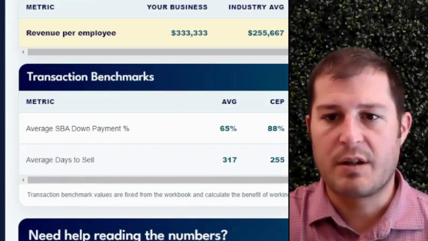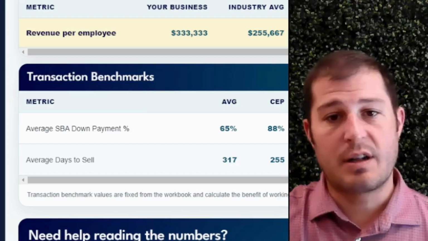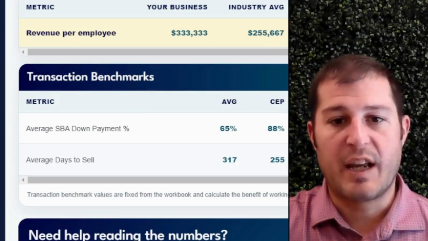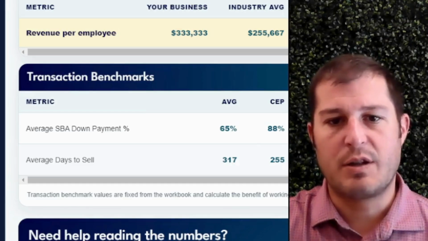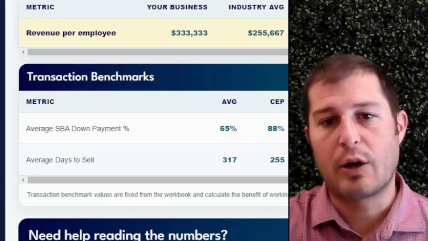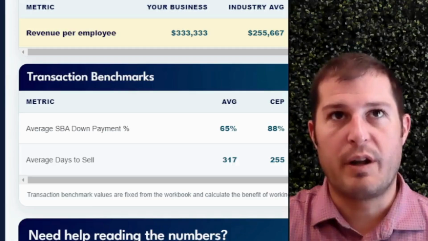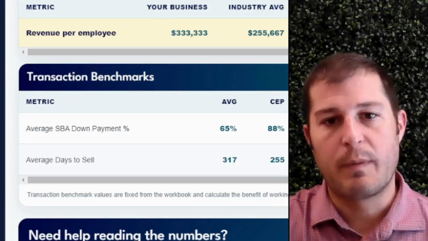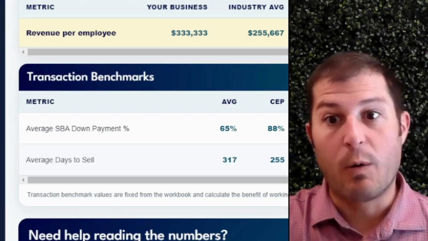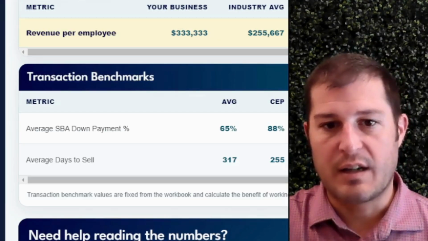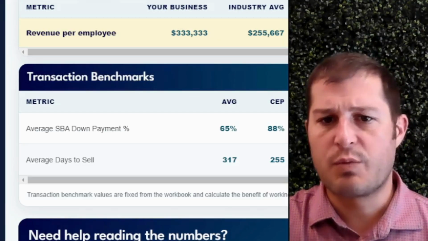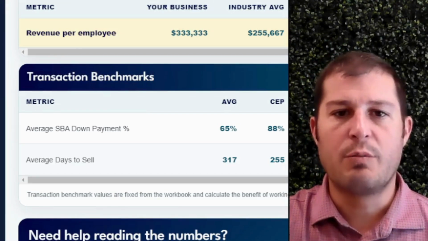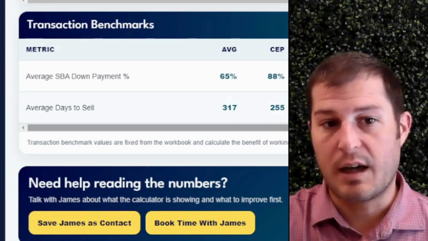Then we have some metrics down here for transactions that are helpful with regard to the average down payment for an SBA. That's 65%. That basically means if you sold your company, you get about 65% at close. That number climbs quite a bit if you have a well-prepared company, and it jumps to about 80 to 90 and sometimes higher than that, depending on how organized your company is. Your average days to sell is around 317. For us, we're closer to 88% at close and 255. So we shorten it by about 2 months through preparation and just helping business owners prepare.